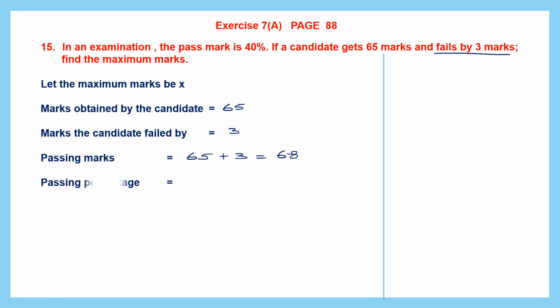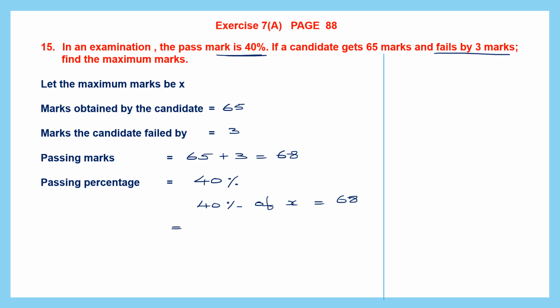Then what else is given to us? The passing percentage is given to us. 40% is given to us. Okay, so that is the percentage, 40%. So now we know the passing percentage is so much, the passing marks is so much. So 40% of the maximum marks is 68. That is 40% of x will give us the passing marks because this is the passing percentage.